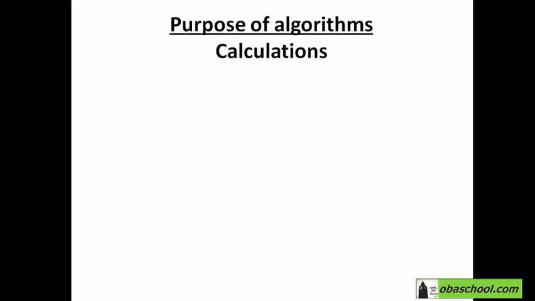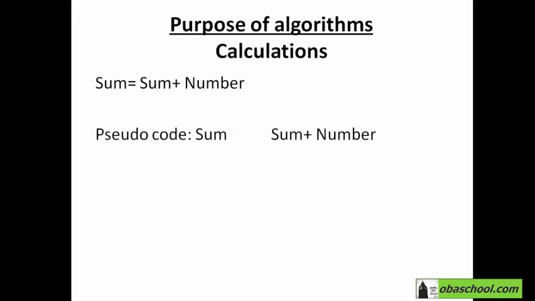Now let's talk about the calculations. We can have calculations inside the algorithms. For example, we can have sum equals sum plus number, and these are all numbers. For example, in the pseudocode, we use an arrow to calculate the value inside the variable. So here we have the sum plus the number, and we have the arrow to show that we will add them together and we will put the value inside the variable sum.